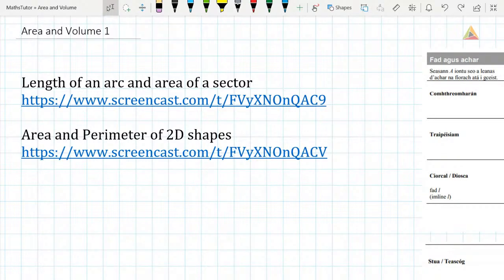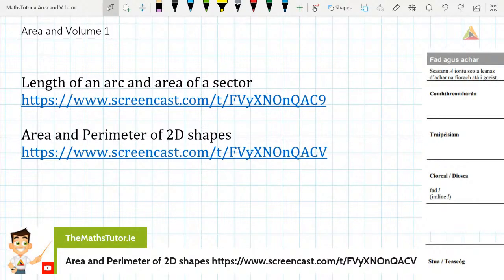There are 2 videos that we're putting up here. This one is about area and perimeter of 2D shapes. And the other one is going to be about the length of an arc and the area of a sector. So when we're dealing with these parts of area and volume this week, the 2 things that we're going to be looking at are 2D shapes.